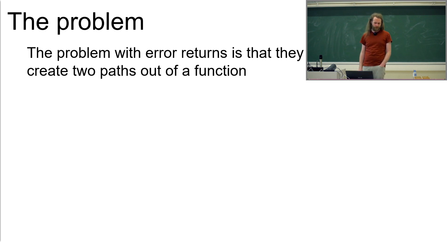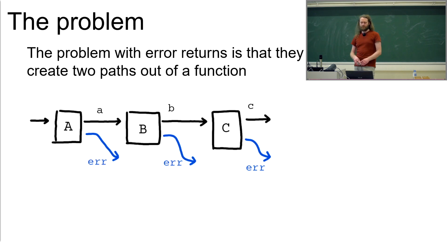So let's look at the problem. Let's actually visualize the problem. With error returns, or with exceptions really, any function that takes some input and returns either a successful output or a failure output has conceptually two paths out of the function. So our do A function can return an A or it can return an error. And our do B function takes an A and it can return a B or it can return an error. So you see these two paths? The blue paths are the error paths that come out of the function.